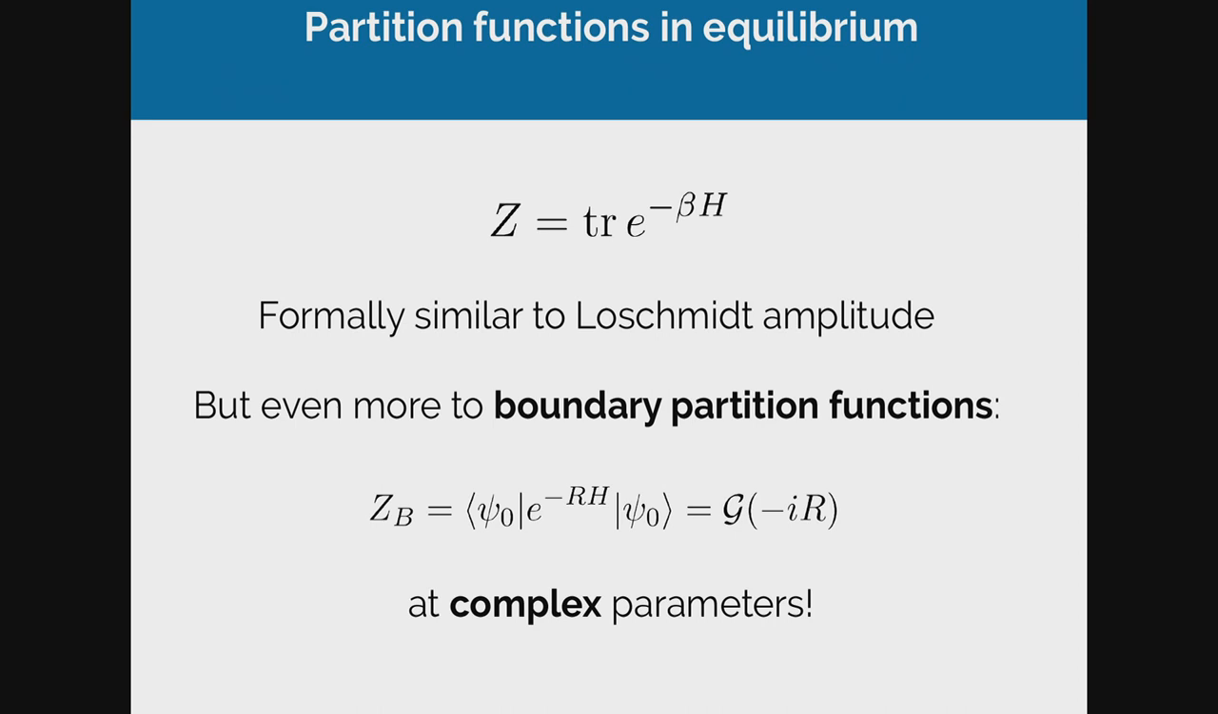Now, such a boundary partition function has exactly the same structure as the Loschmidt amplitude I was showing you before, except that we would replace this R by iT, by a complex number. So you can think of this Loschmidt amplitude as a partition function, but a partition function at complex parameters. Or in a different way, you can think of this Loschmidt amplitude as a boundary partition function where the boundary conditions are not imposed in real space but in real time. So it's your initial condition, you time evolve your initial state, and you project at some point t later in time back on your initial condition, which realizes the two boundary conditions in time.